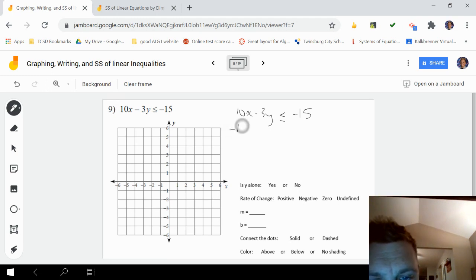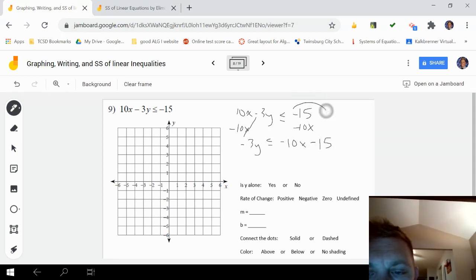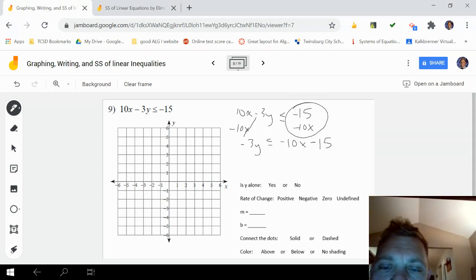So I'm going to subtract 10x from both sides to move it from the left to the right. Now I get -3y. Don't forget that negative. All right, less than or equal to -10x minus 15. We are way too far along to make the mistake of combining those. Why don't we combine those? Good. One's an x term, one is a constant. We don't combine x's with constants.